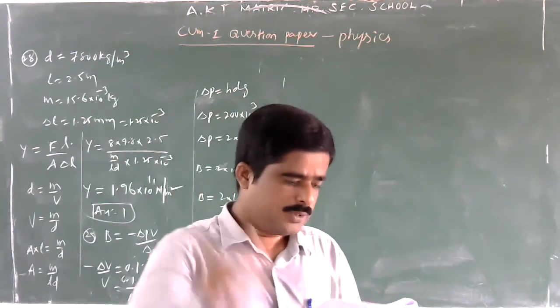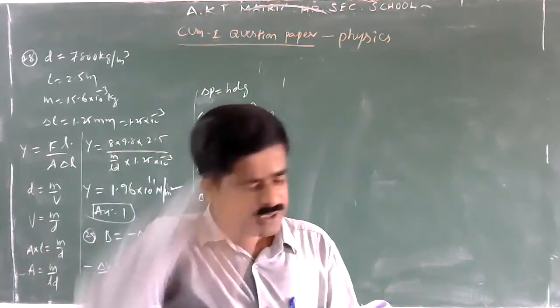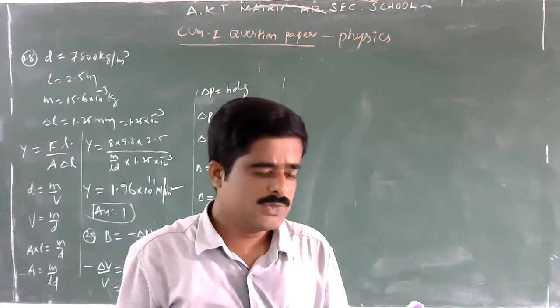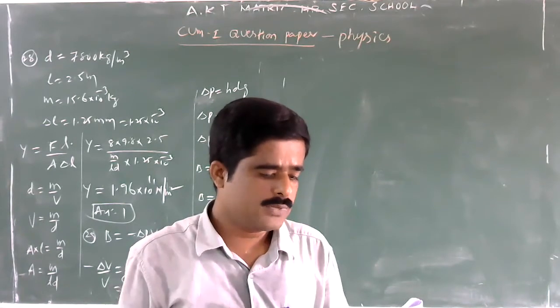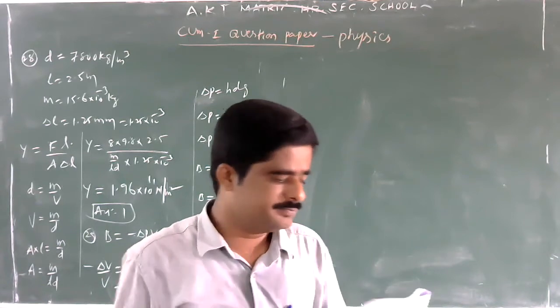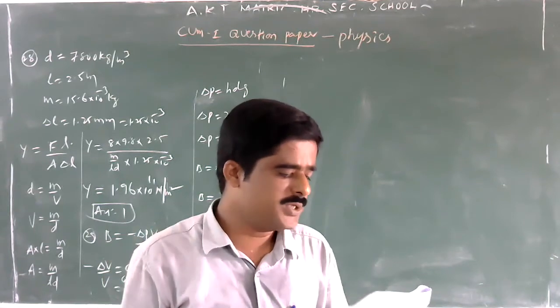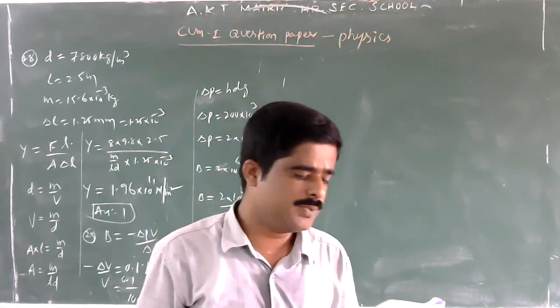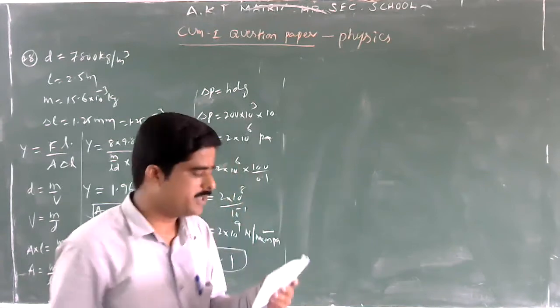Question number 30. The length and radius of two wires of the same material are respectively L and 2L, and 2R and R. Equal weights are applied on them. If the elongations produced in them are l1 and l2 respectively, then what will be the ratio of the elongations, l1 and l2?